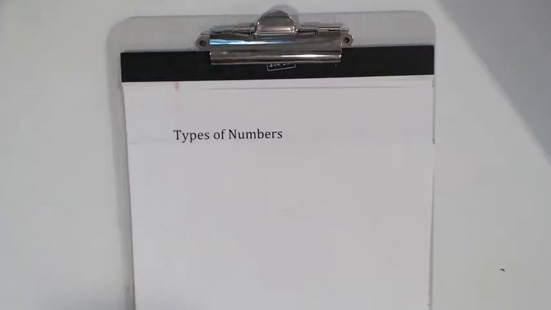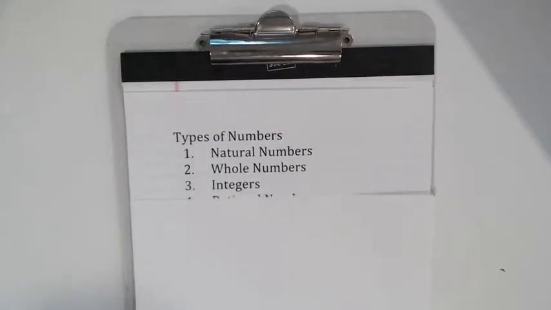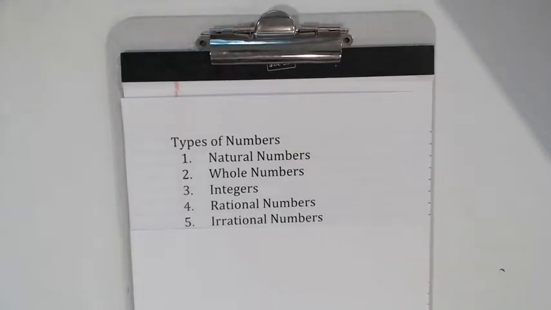So what we're going to go over today is the different types of numbers. In 8th grade, they'll call it classifying numbers, telling somebody what type of number it is. And here are the different types of numbers we can have. We can have natural numbers, whole numbers, integers, rational numbers, and irrational numbers.